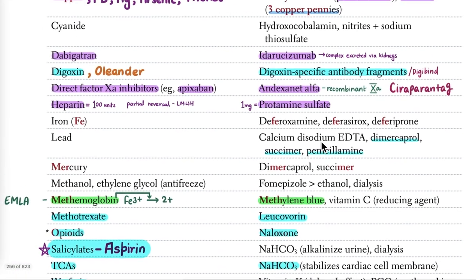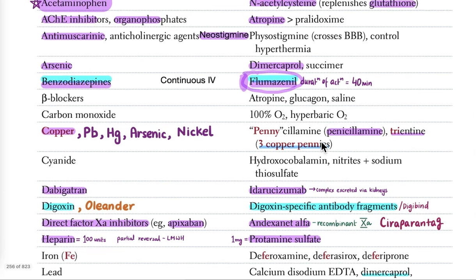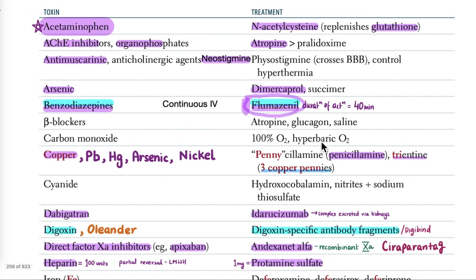Okay, now we'll quickly go through this entire table so that while annotating you understand what exactly are the words also written additionally, the toxin and the treatment. So acetaminophen and acetylcysteine, it replenishes glutathione. Obvious. Acetylcholinesterase inhibitors, the treatment is atropine. So atropine is basically the muscarinic symptom blocker because acetylcholinesterase inhibitors increase the acetylcholine levels.